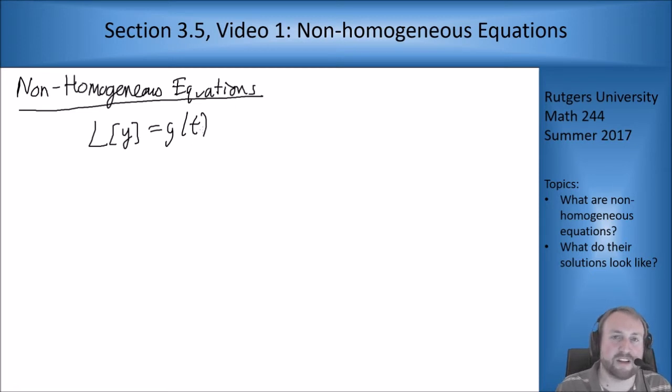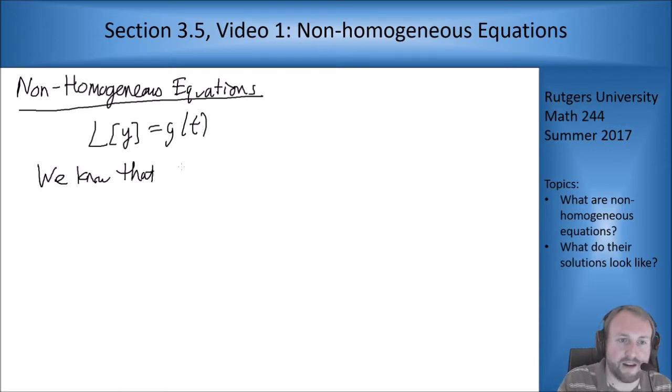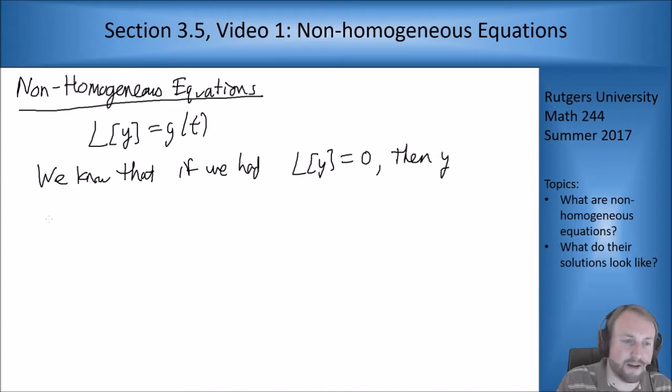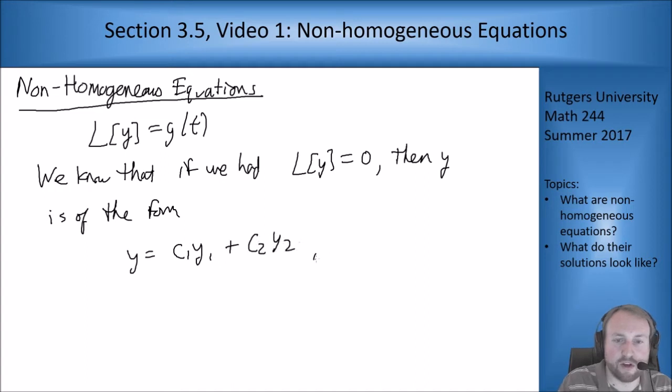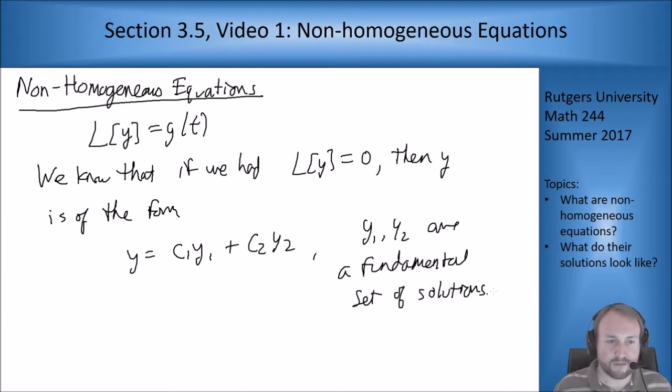Now we know from section 3.2 from our theory section that we can solve L of y equals 0. So we know that if we had L of y equals 0, then y is of the form y equals c1y1 plus c2y2, where y1 and y2 are a fundamental set of solutions. Right, we know that, we've done that before. Turns out that's going to come up in a little bit for how we know something about our current situation. So I just want to get that out of the way now.